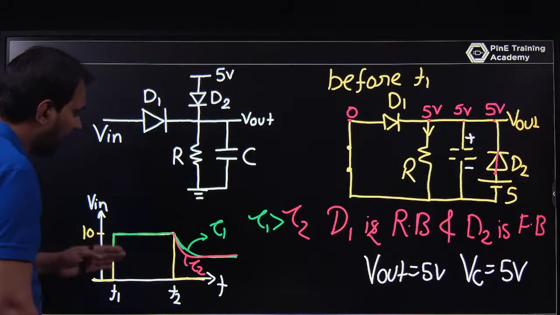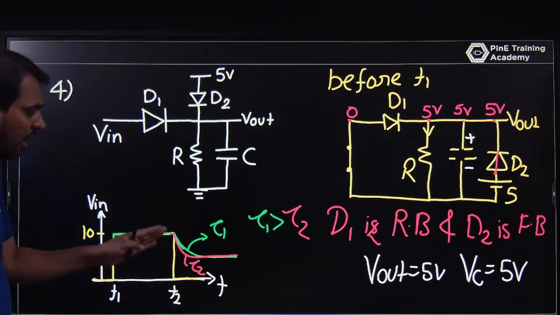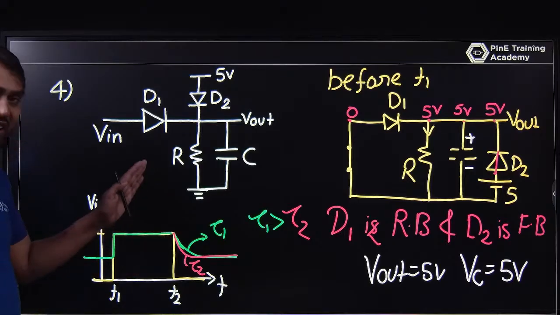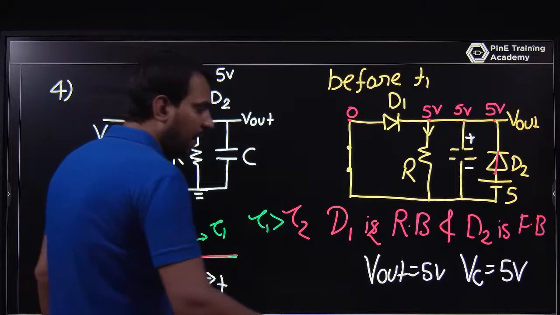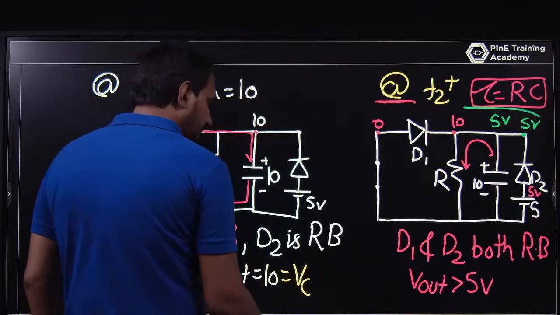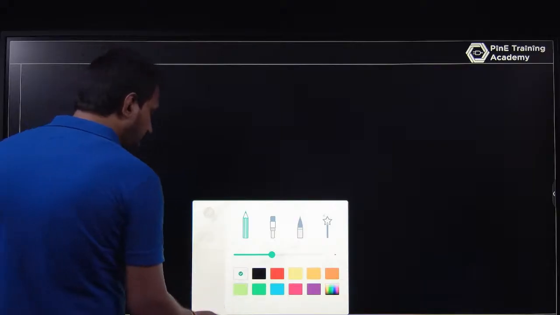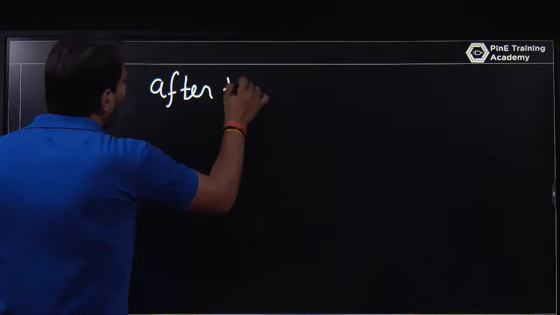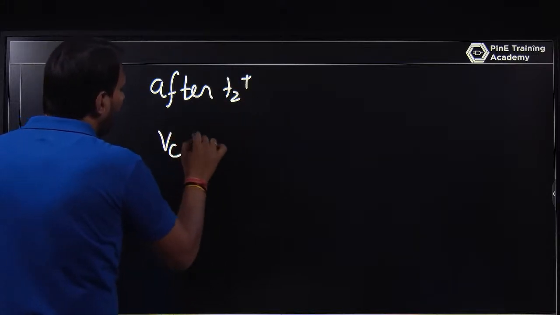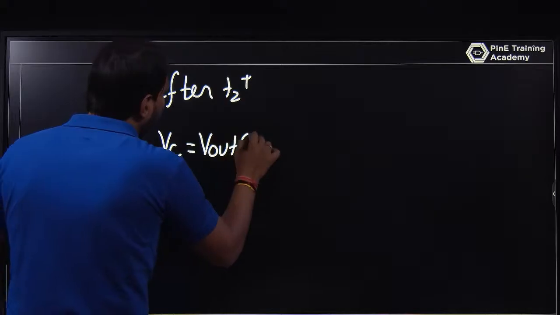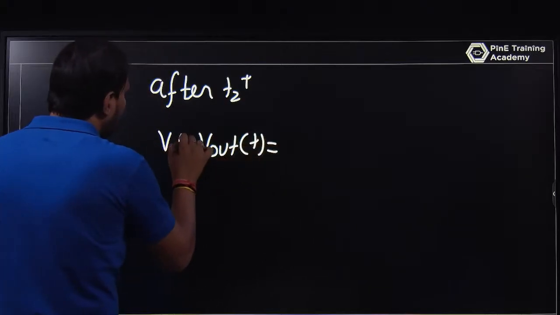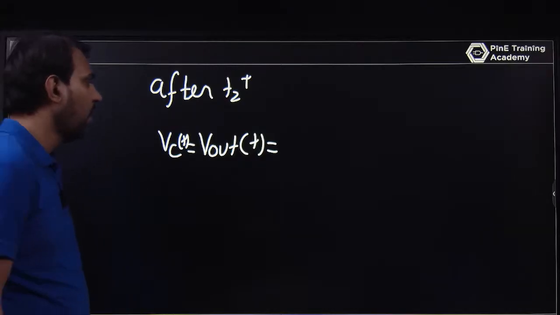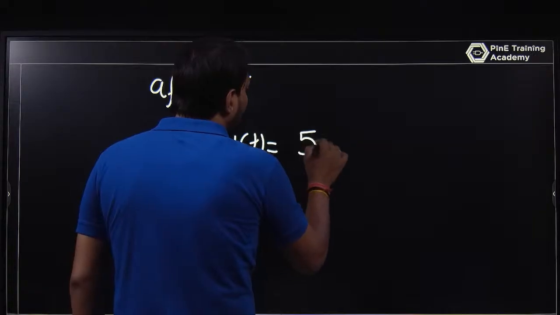If anyone is interested, you can write the equation after T2 for the capacitor voltage from final to final. If you want, you can write it. The equation after T2 plus: VC or V out are both the same. VC of T or V out of T are the same, because V out with respect to ground is the capacitor voltage. Finally it will be 5.